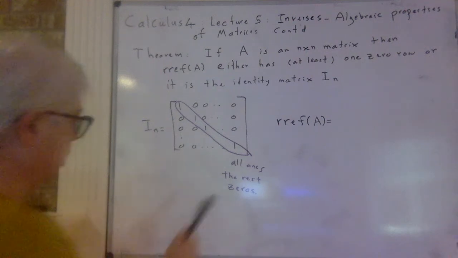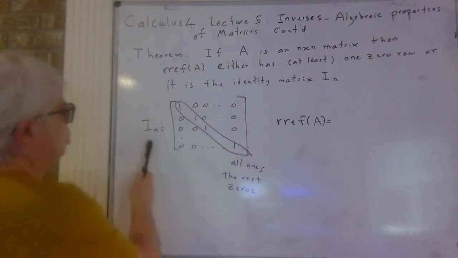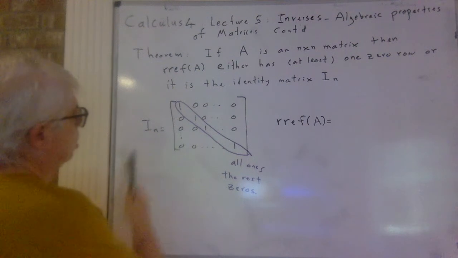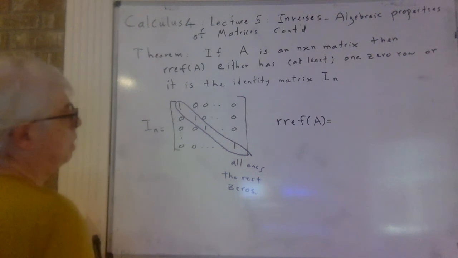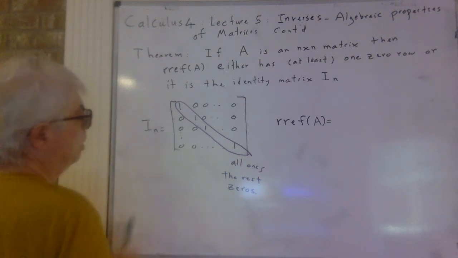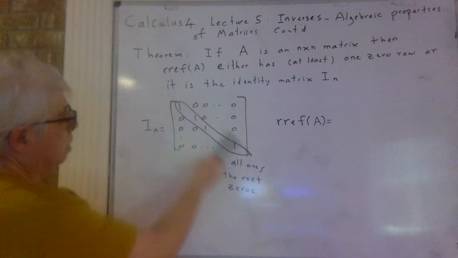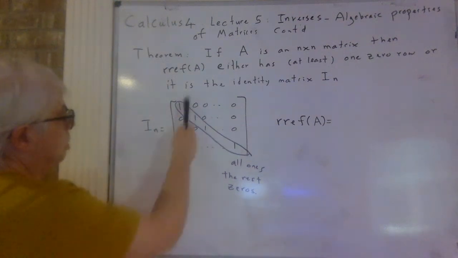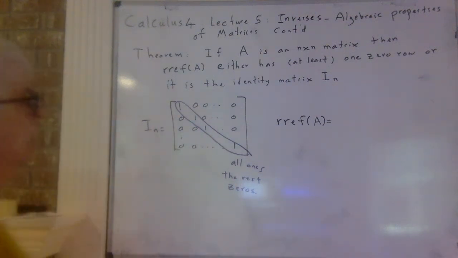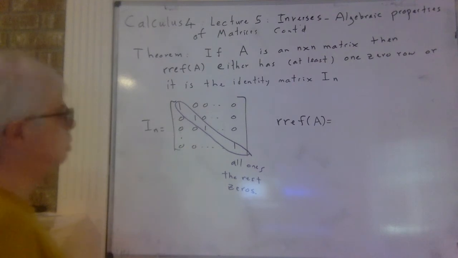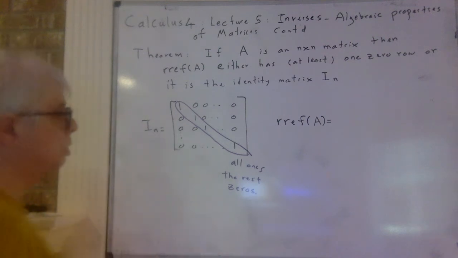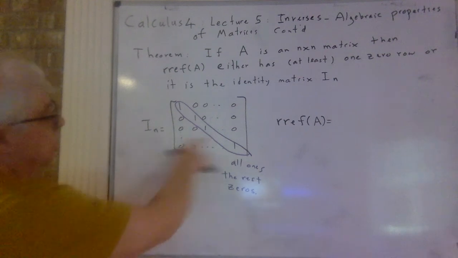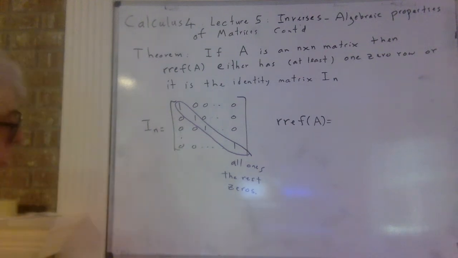Now, first of all, I can't remember if I introduced this matrix. It's called IN. It's an n by n matrix. It's called identity matrix with dimension n. It has all ones in diagonal. Everything else is 0. Now, this theorem says when you reduce an n by n matrix, you either get this identity matrix or you have some 0 rows. Okay?